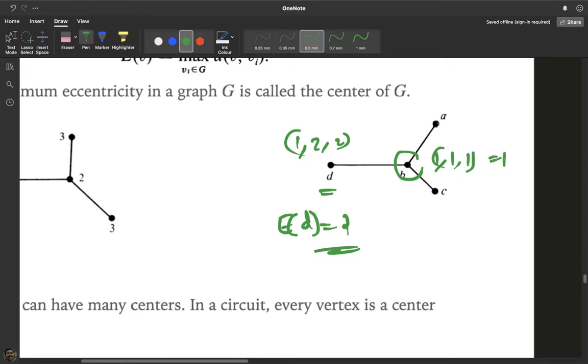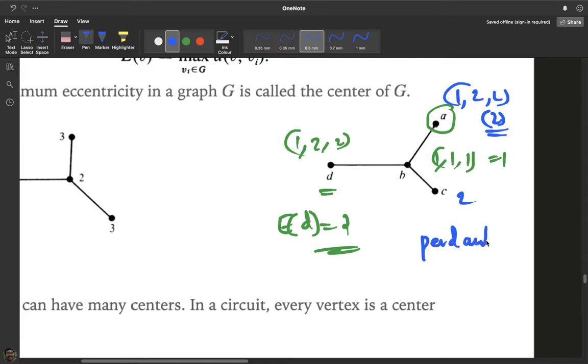And similarly, if you look at A here, can you find the eccentricity? Distance to B will be 1, distance to D will be 2, and distance to C will be 2. So the maximum distance will be 2. Okay, I hope it is clear. And similarly, can you find the eccentricity of C? That will also be 2. And I want you to understand one more observation. In a tree, you can see that the maximum distance is always obtained at a pendant vertex, at an end vertex.